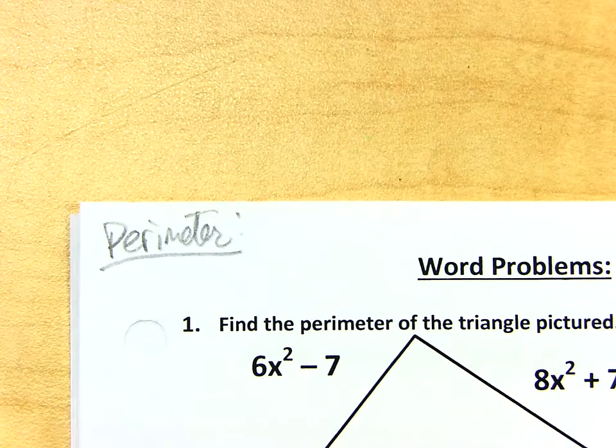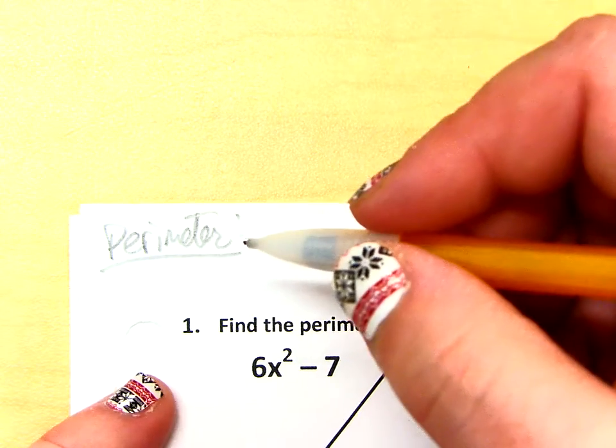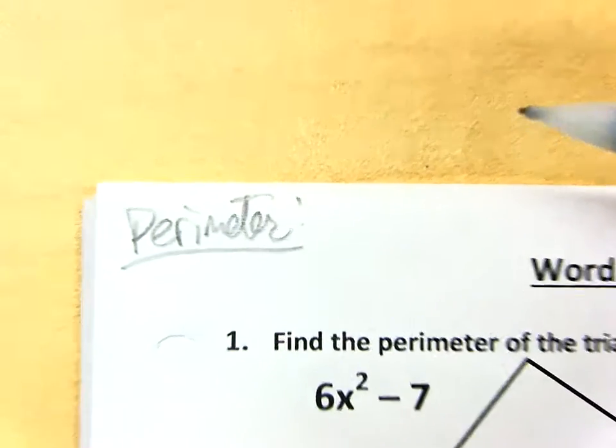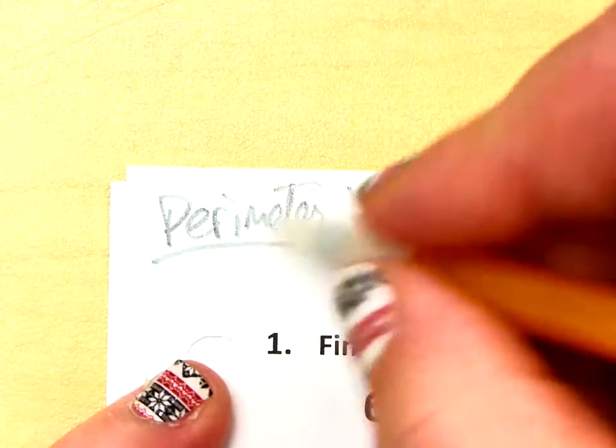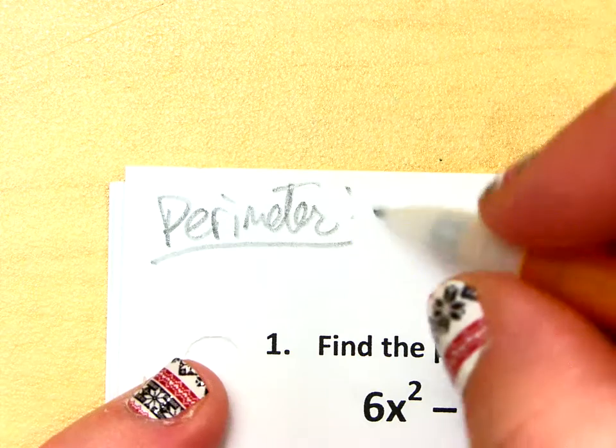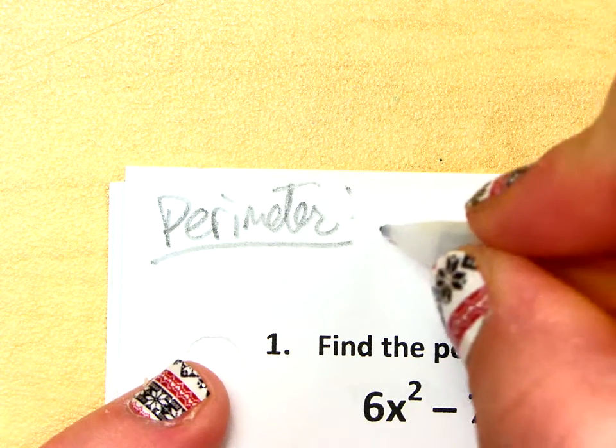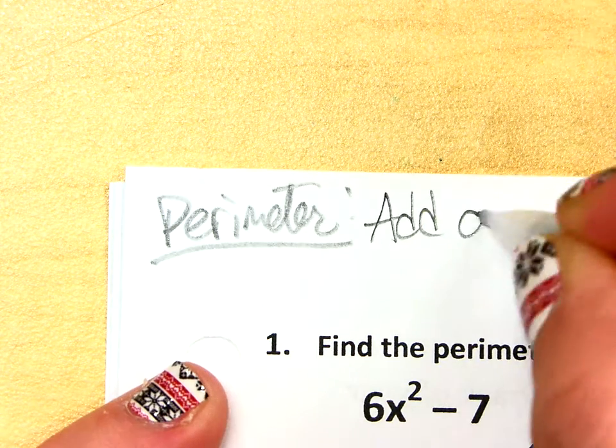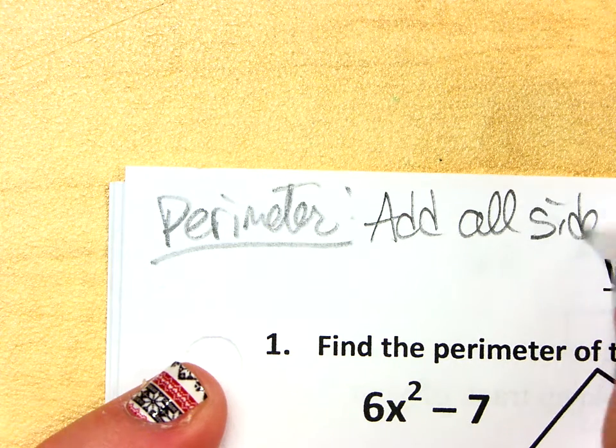So 2L plus 2W, if it's a rectangle. I just don't have my glasses, so I can't see what that says. Perimeter. Oh.